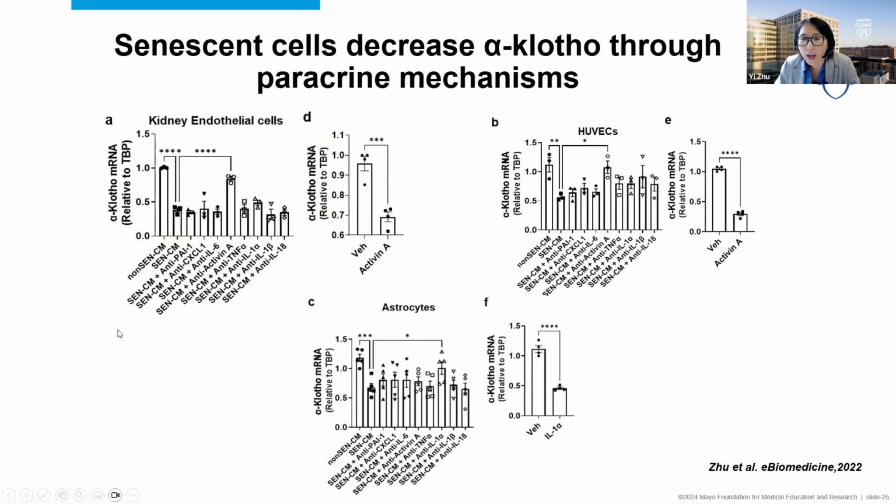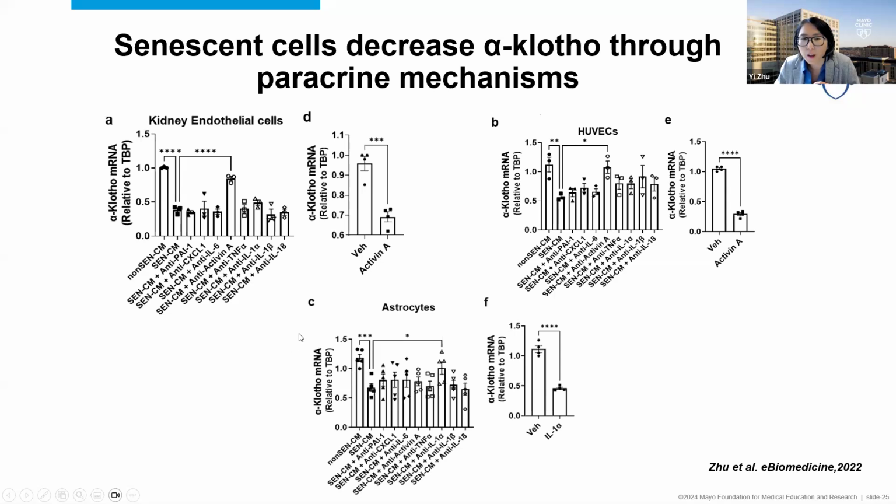So to test the hypothesis, we first tested it in our in vitro assay. We cultured healthy normal endothelial cells, like kidney endothelial cells and HUVECs, and also brain astrocytes, with conditioned media from senescent cells versus non-senescent cells. We indeed found that senescent cells can significantly decrease alpha-klotho expression across three different cell types.